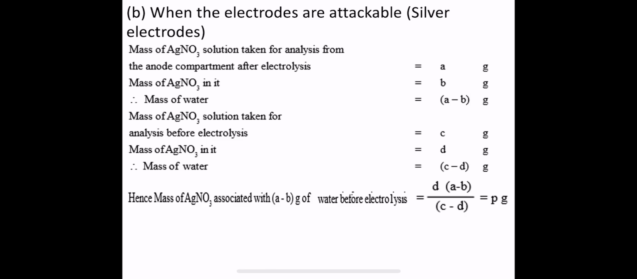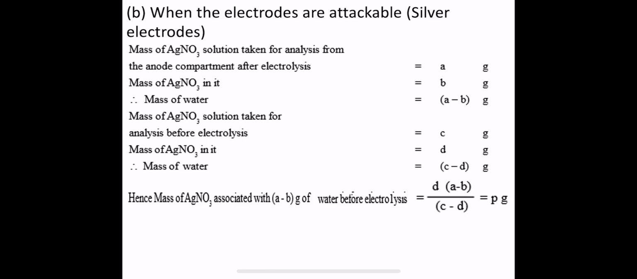Now we will see how to find it when the electrodes are attackable. That means silver electrodes. Silver electrodes are attackable electrodes. That means we are using silver nitrate here. So the silver electrode will attack the silver present in the solution of silver nitrate.